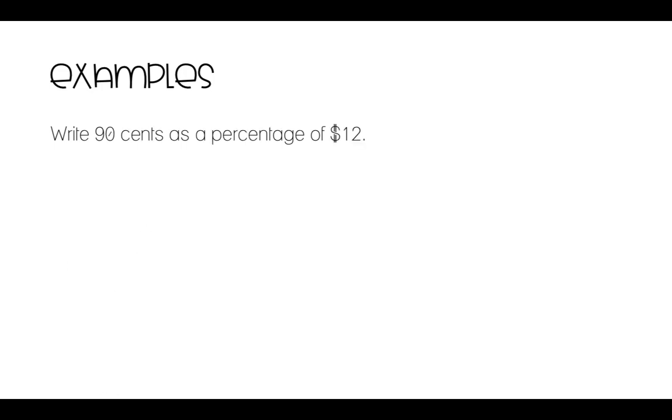Okay, let's work out this example now. We're going to work out 90 cents of $12. Now, what you might notice is that we have two different units here. We have cents and dollars. So we need to convert one of these so that they are the same unit. I'm going to work with the $12 because otherwise we end up with $0.9, and that's a little bit tricky to work with.